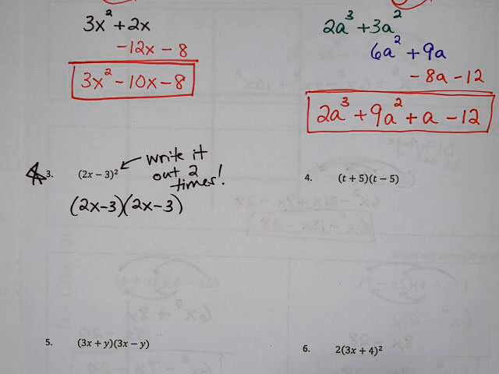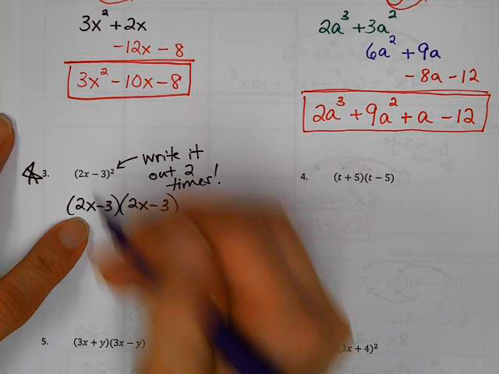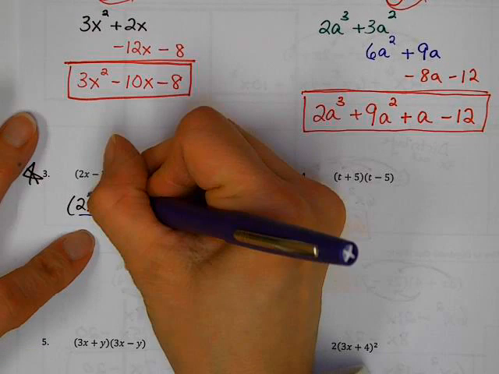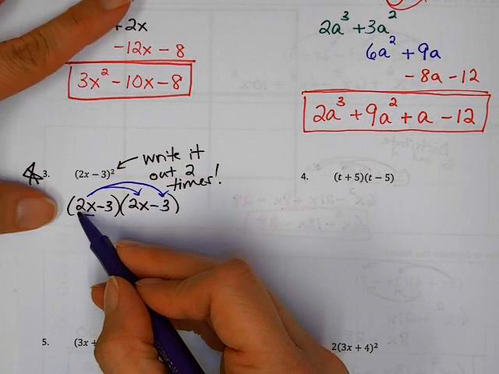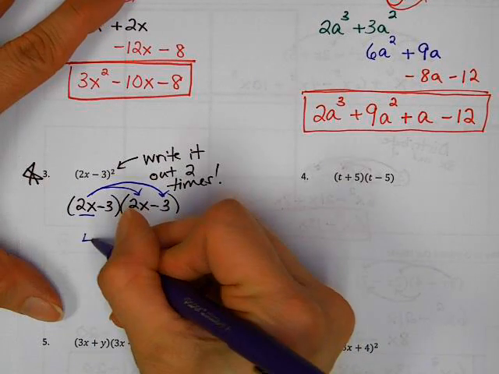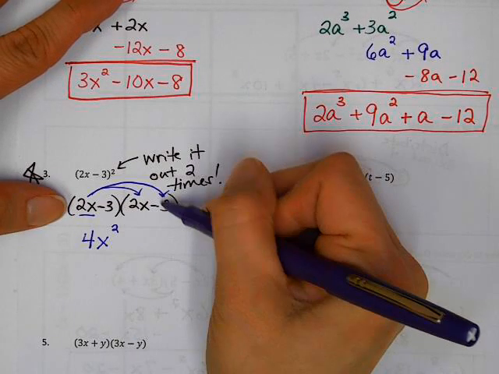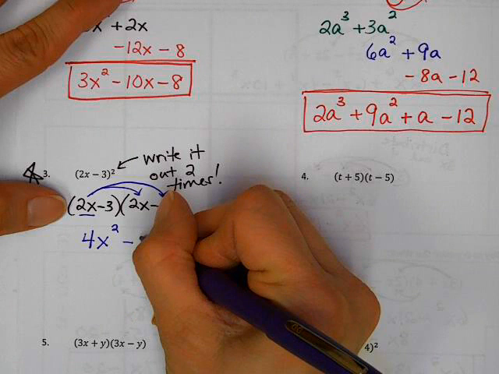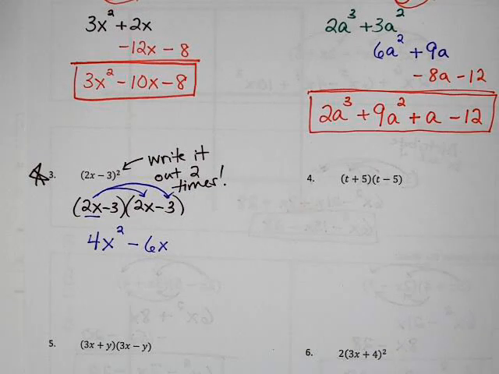But now we're going to do the same thing. We're going to go ahead and distribute 2 things. So let's start with the 2x. That has to get distributed to both of the terms. So 2 times 2 is 4x squared. 2 times 3 is negative 6x. Okay, 2x, you're done. Thank you.